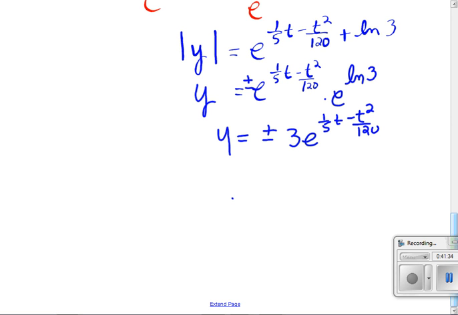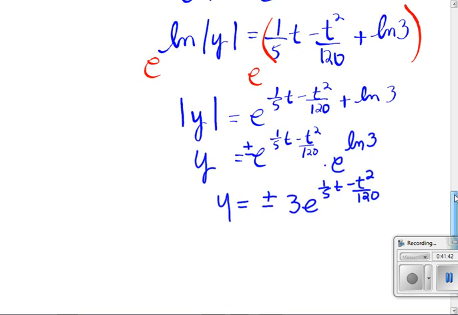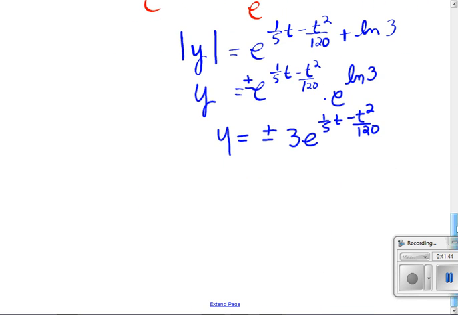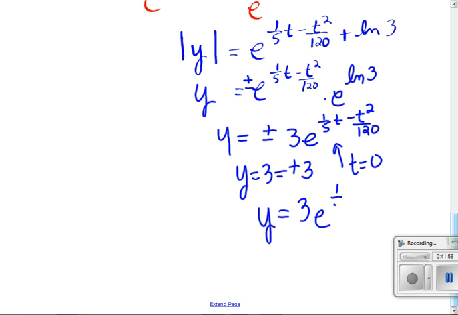More often than not, they take the negative answer. The only way for you to know is to go back and look at the initial condition. This particular one, I believe, is positive because it's (0, 3). So when t is 0, I want y to equal positive 3. So I'm going to take the positive one here. Make sure you answer the question. It just kills me to see them get all the way to the end and have the wrong sign.